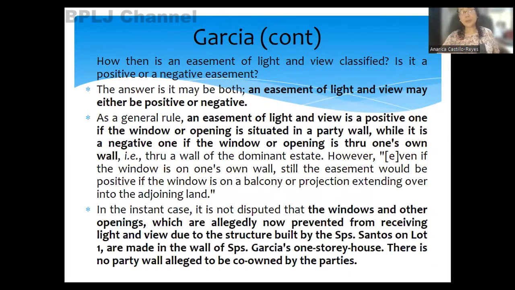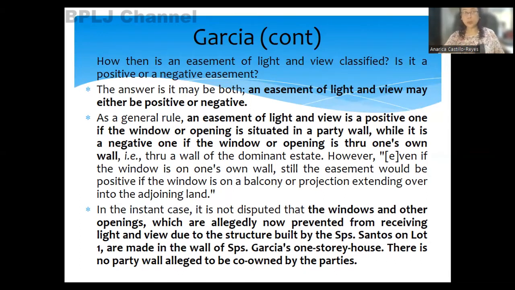So what then is an easement of light and view? Is it a positive easement or a negative? The answer is it may be both. An easement of light and view may be either positive or negative. An easement of light and view is positive if the window is situated in a party wall, while it is negative if the window is through one's own wall.